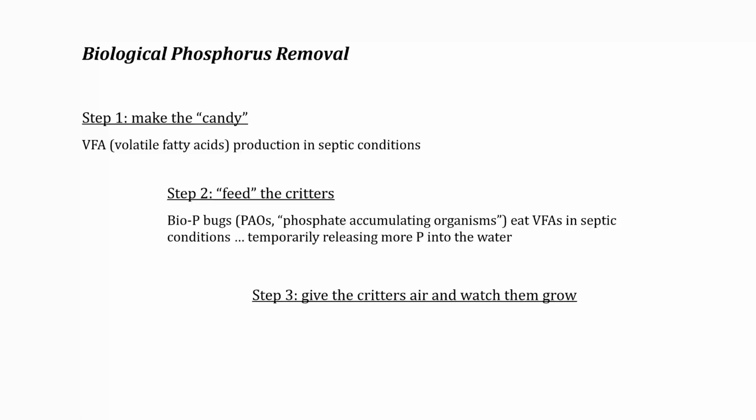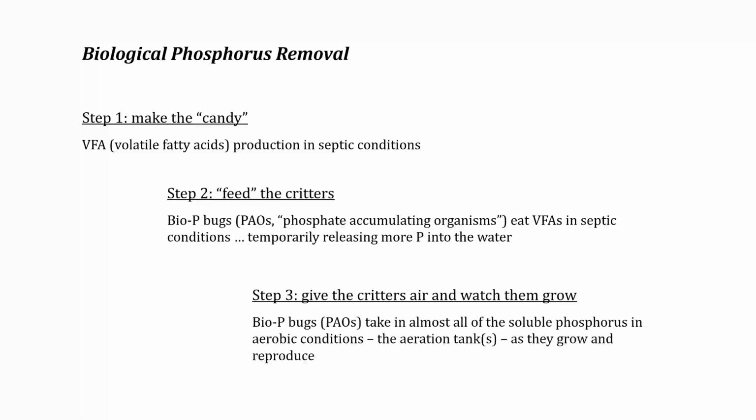Third, once they're energized, now we want them to grow. And this happens in aerobic conditions, so it's in the aeration tank. As they grow, when the conditions are optimal, we've got a good population of the PAOs, the BioP bugs. We've energized them, and we have strongly aerobic conditions, and the pH is above 6.8. That is like a light switch number.